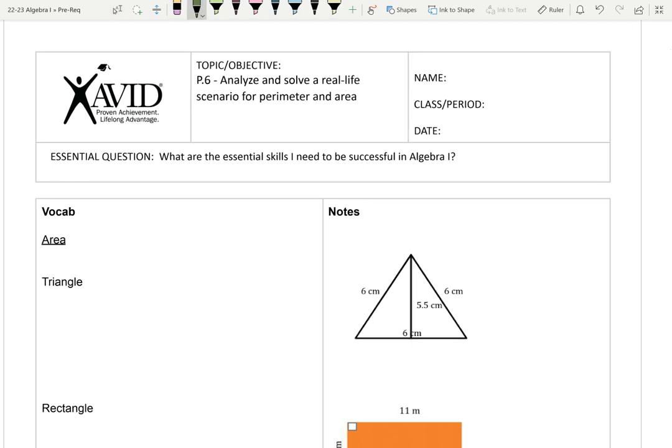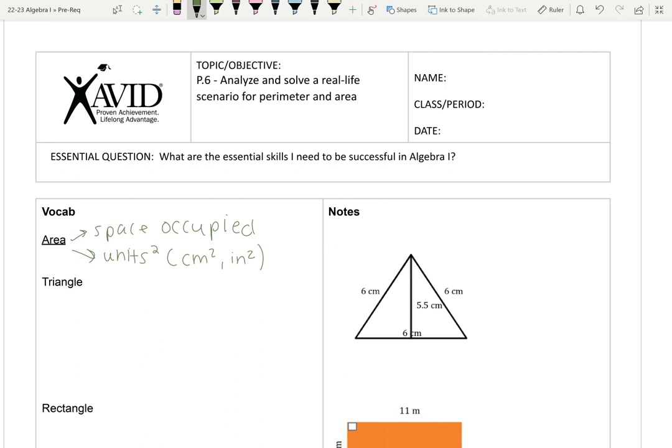Today's notes are about perimeter and area. We're going to start with area and the definition of it. So the area is like the inside of a shape, that is the space that it occupies. And when we do area, we label it in units squared. So for example, you might do centimeters squared, inches squared, feet squared, something like that.